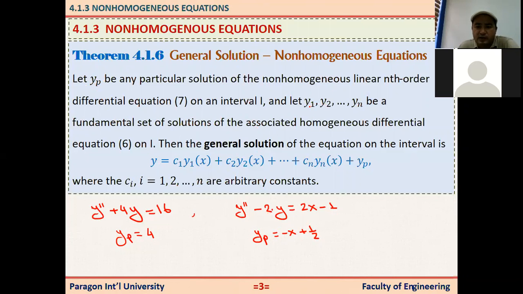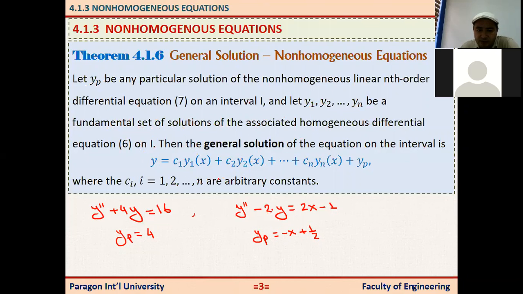Okay, and let y sub 1, y sub 2, dot, dot, dot, y sub n be a fundamental set of solutions. Actually, we are supposed to have learned this in the previous video. Of the associated homogeneous differential equation 6 on I. The 6 is our homogeneous equation. Then the general solution of the equation on the interval is equal to this.